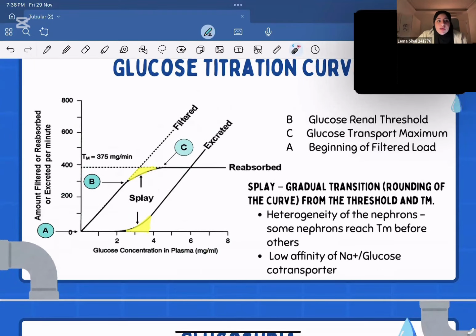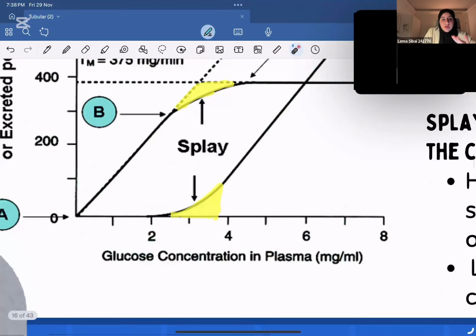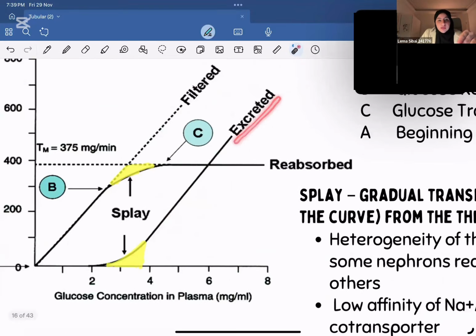Yes, transport maximum is due to the saturation of transporters, all of the transporters being entirely occupied. Threshold just means it's the plasma glucose concentration that's being filtered through the glomerulus when it's first seen in the urine. This is 200. This is what threshold concentration is. It's when it starts to be seen in the urine. And this is the excreted glucose, and 200 is when it starts. Does that make sense?